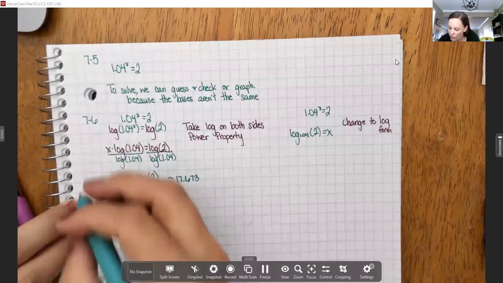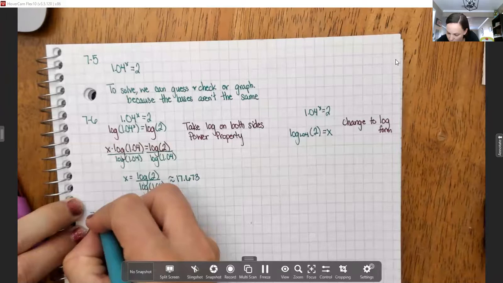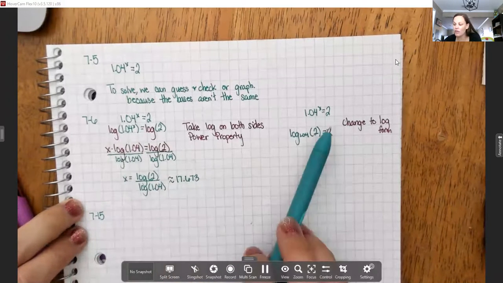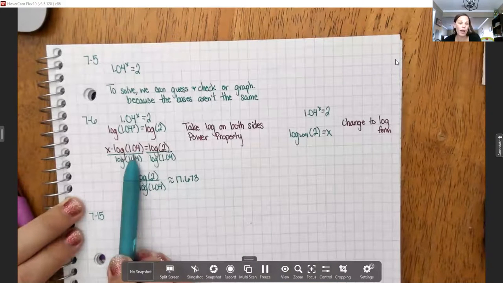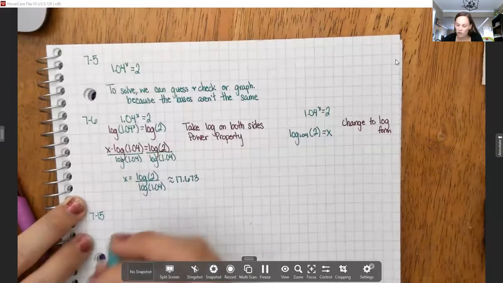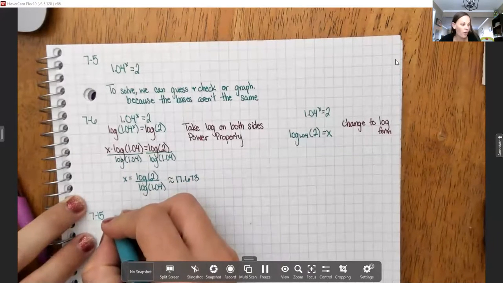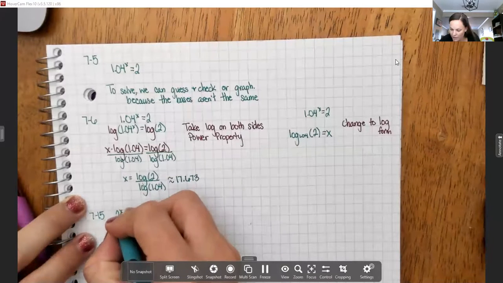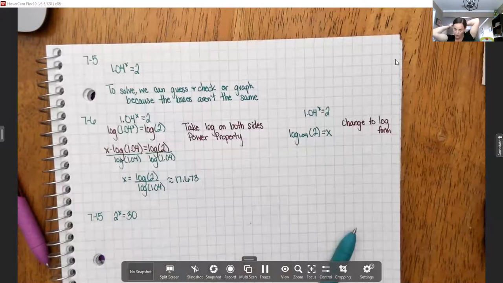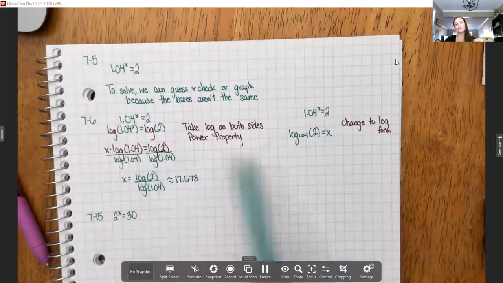Okay, so for 7-15 then, I want you to try this method. Even if you know how to do this another way, just try it. What are we trying to solve? I want you to solve 2 to the x equals 30. See if you can solve that using this method.